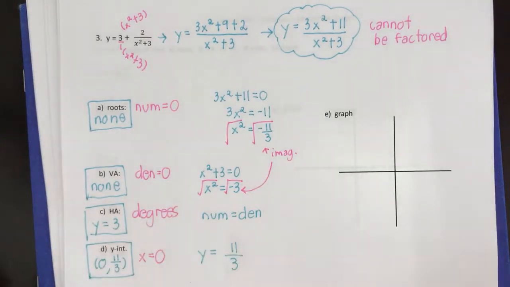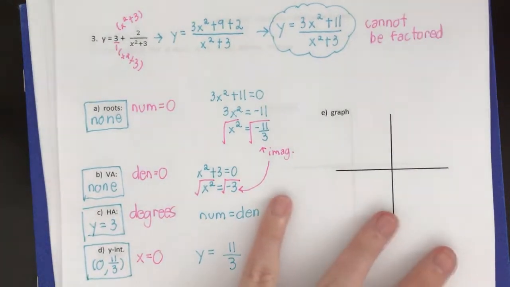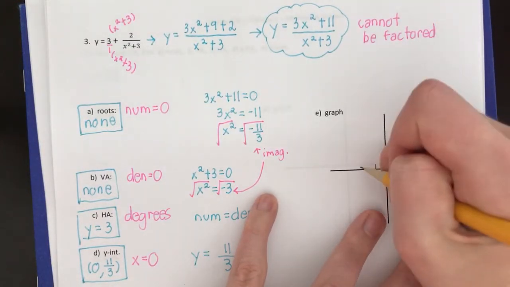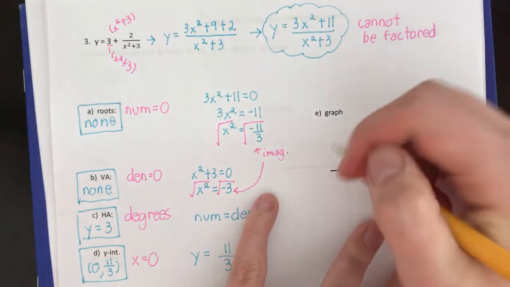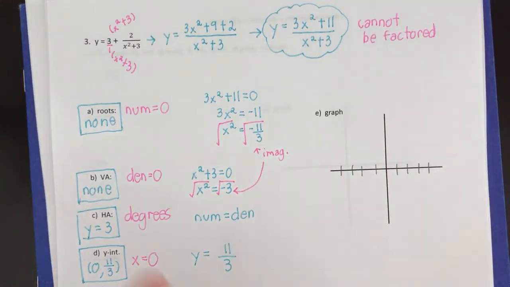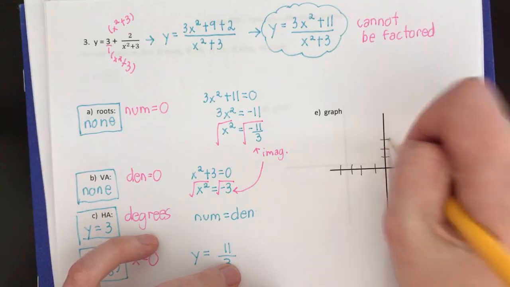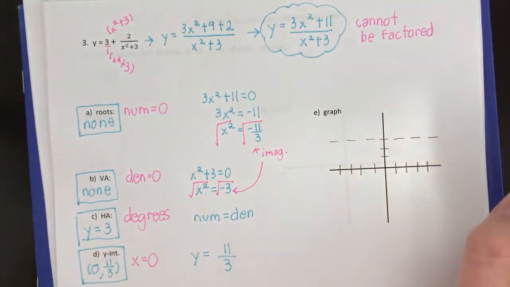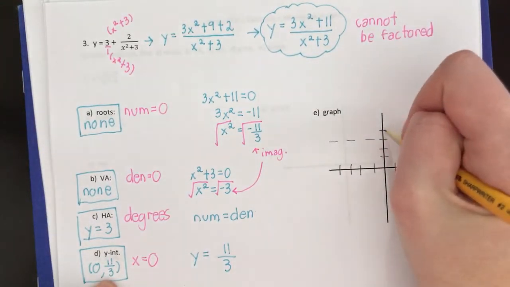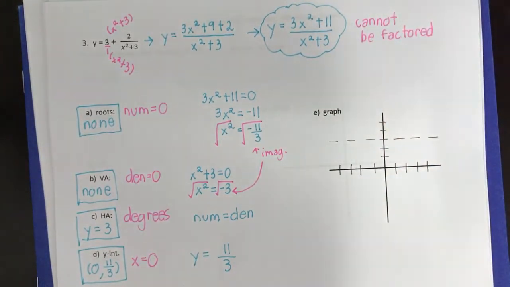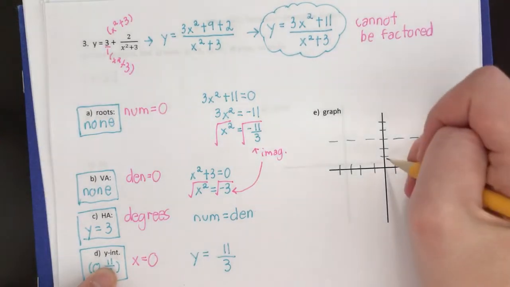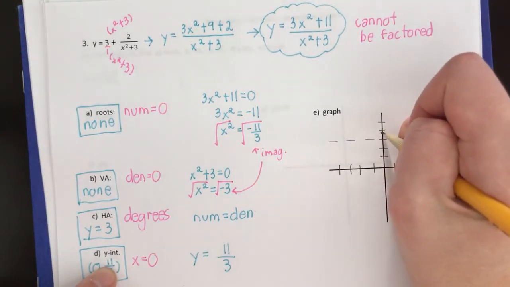Let's get to drawing. Okay, so no VA. No roots. Only have an HA at y equals 3. I have a y-intercept at 11 thirds. So 9 thirds would be 3. So this is 3 and 2 thirds.